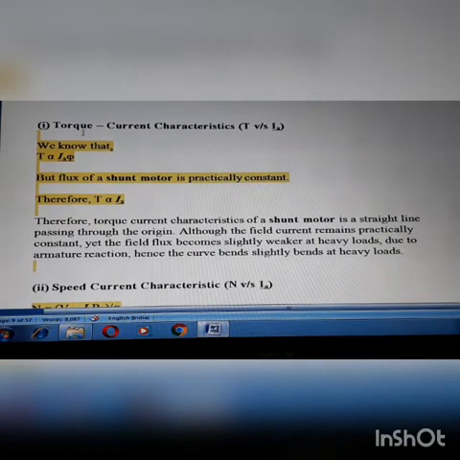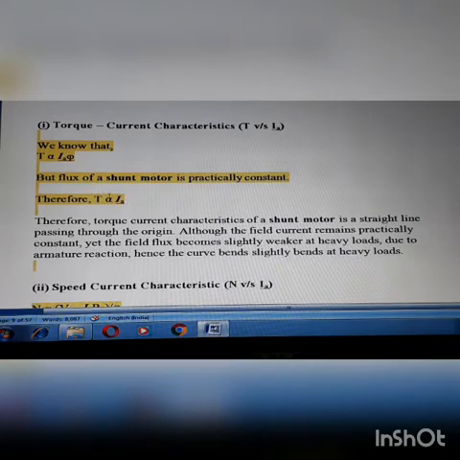First is your torque versus armature current characteristics. We all know that the torque equation is given by T directly proportional to phi Ia. As I have already told you, for shunt motors the value of field flux always remains constant. Therefore, T is directly proportional to phi Ia, and we can eliminate the constant from the above equation. So T is directly proportional to Ia.